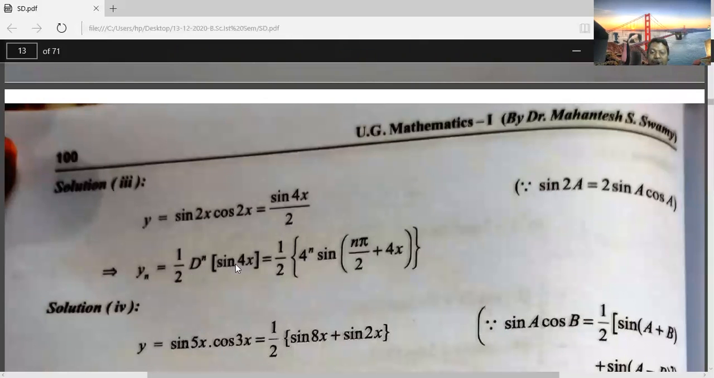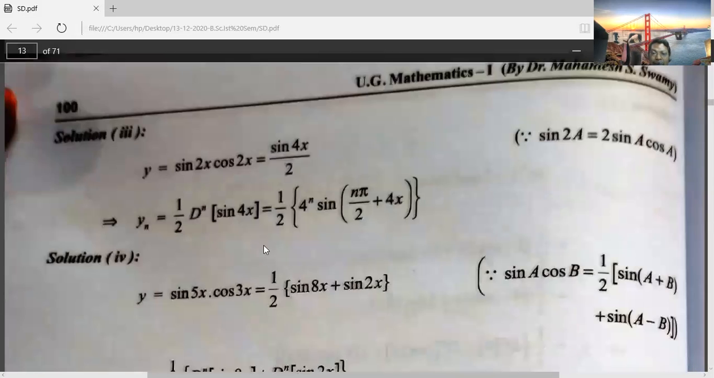D to the n of sin 4x: a is equal to how much here? You have already taken the previous case, and the same formula you are applying here. A is equal to 4 and b is equal to 0. Now a to the n means 4 to the n, sin of n pi by 2 plus that angle 4x. Ax plus b is actually 4x plus 0, so you are getting 4x. That's why you are writing the same here. Okay.